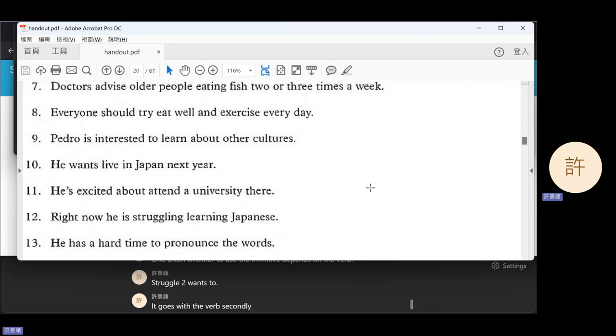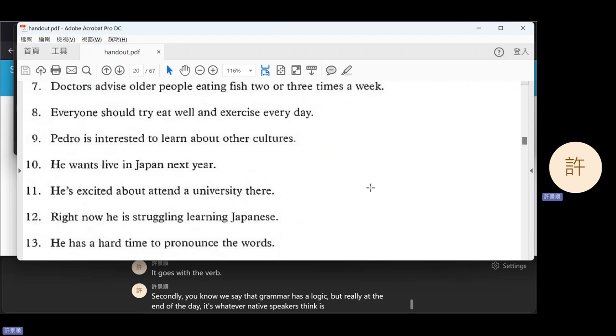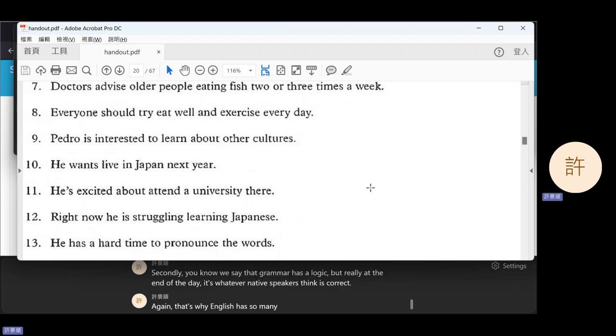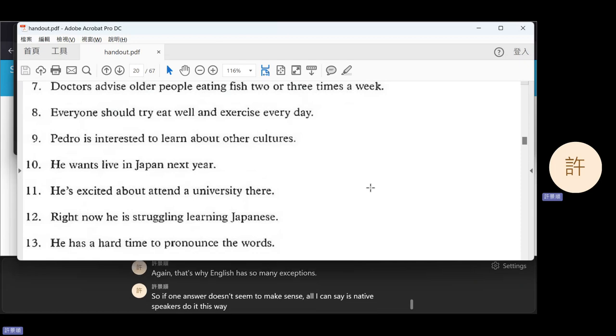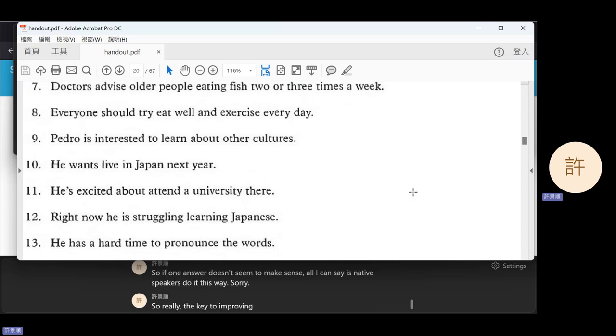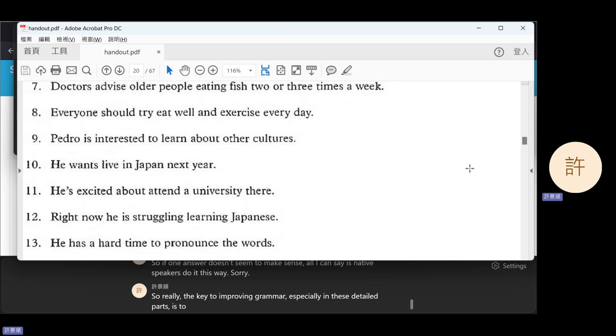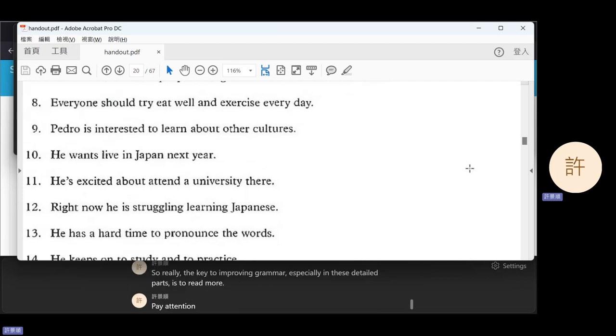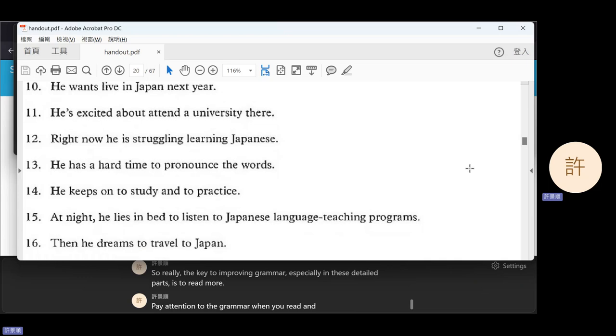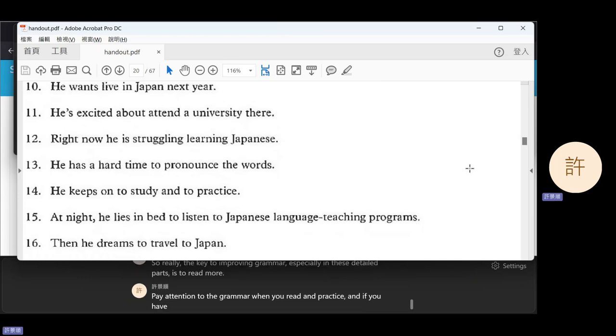Secondly, you know, we say that grammar has a logic, but really, at the end of the day, it's whatever native speakers think is correct. Again, that's why English has so many exceptions. So if one answer doesn't seem to make sense, all I can say is native speakers do it this way. Sorry. So really, the key to improving grammar, especially in these detailed parts, is to read more, pay attention to the grammar when you read, and practice. And if you have questions, you can always ask me.